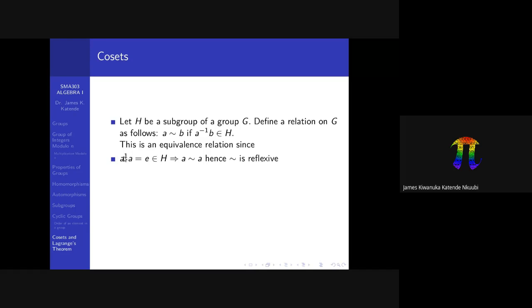Now this is a mistake again. This should be A inverse A, not A raised to 1. So we can check that A inverse A is the identity, but the identity must be in H. H is a subgroup, so it must contain it.